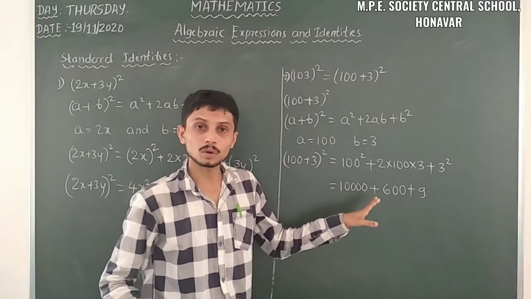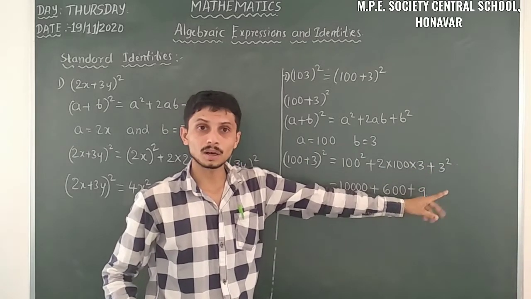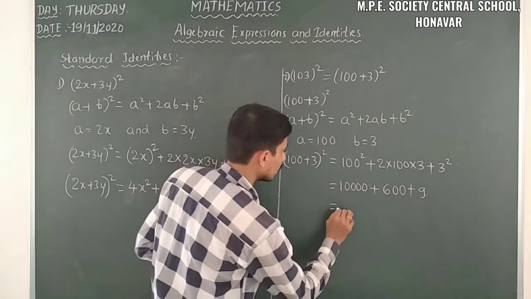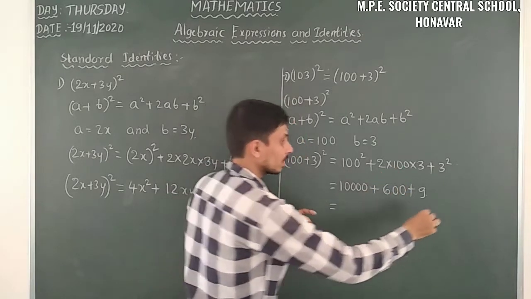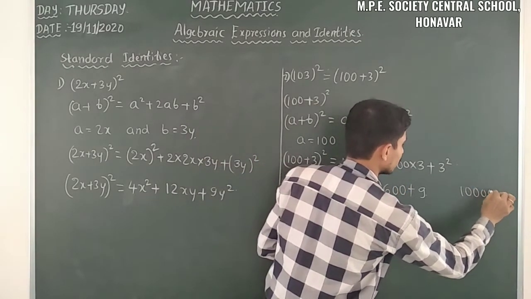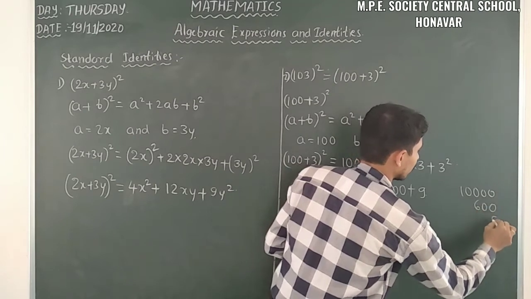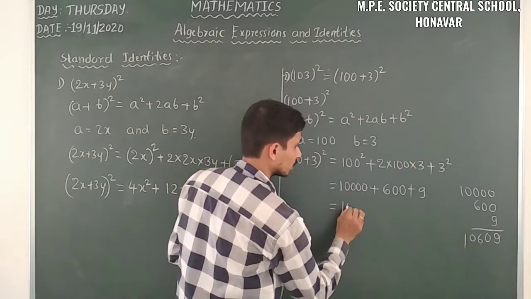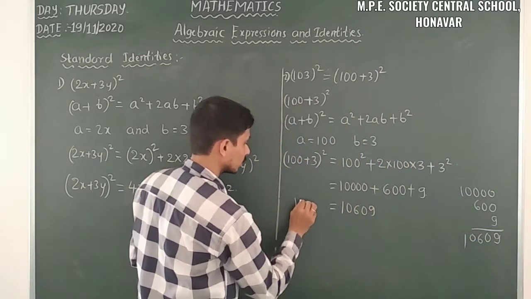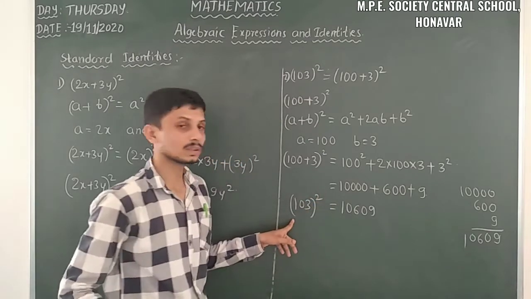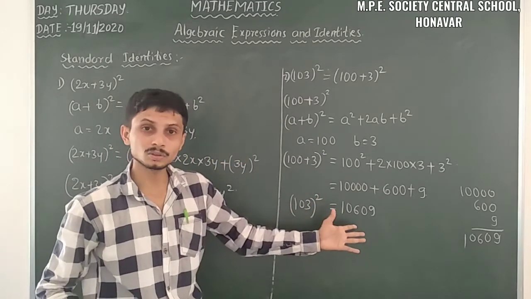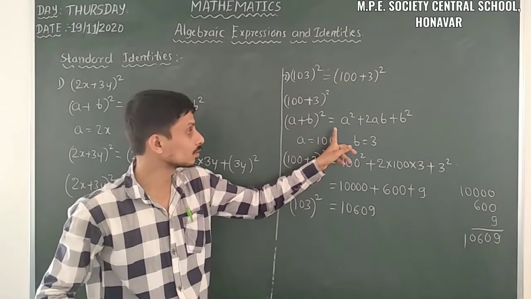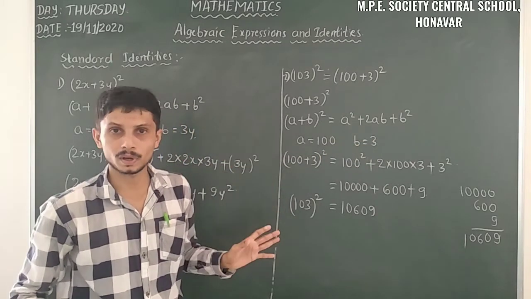So we have to know all the squares up to 28, and that's why we have to learn them. Now you can write the parts individually: 10,000, then 600, then 9. You can add them like that, 9, 0, 6, 0, 1, that is 10609. That is 103 whole square. Within a small time we can easily find 103 whole square with the help of this identity: (a plus b) whole square is equal to a square plus 2ab plus b square.